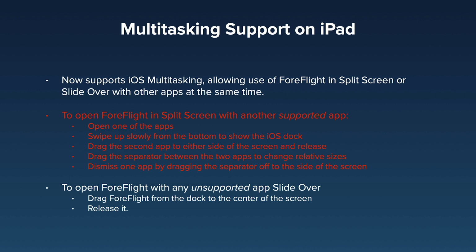And you can drag the separator to change the relative size of one side versus the other side. And then you dismiss it by dragging it off to the side. If you want to open ForeFlight with an unsupported app using slide over, and there are some of those, then open that unsupported app first and then drag ForeFlight from the dock up into the screen and let it go.